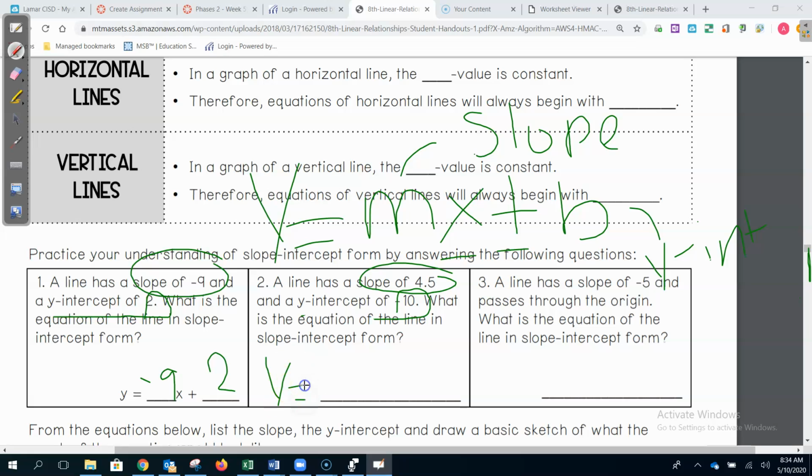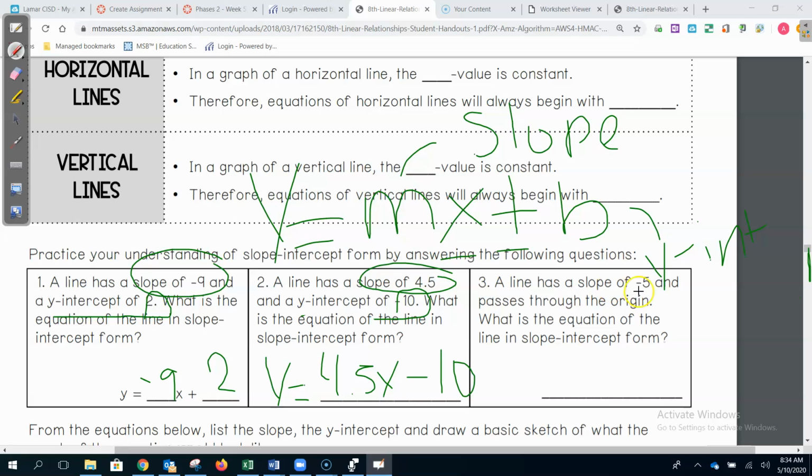Y equals, we have 4.5x, but our y-intercept is a -10, so we're just going to say -10. Would somebody count you wrong if you put plus -10? No, but it just looks neater if you write it like this and probably a little bit more helpful.